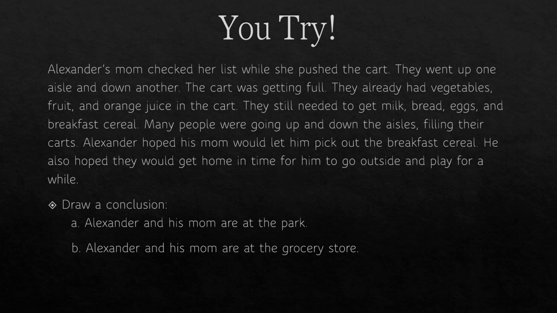Okay, now I need you to draw a conclusion. Where is Alexander and his mom? Remember the 2 steps on how to draw a conclusion. Use what you learned in the story and use your prior knowledge. Okay, I gave you 2 options. The answer is either A, Alexander and his mom are at the park, or B, Alexander and his mom are at the grocery store. I'm going to give you a couple of seconds to figure out the answer.